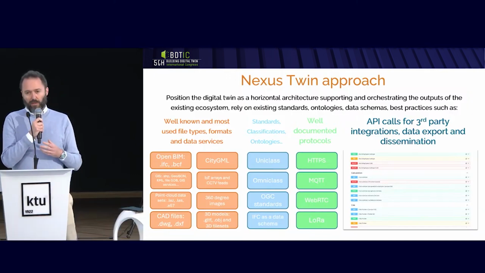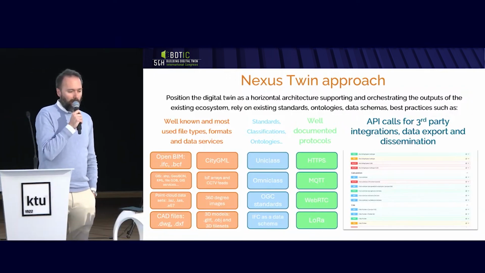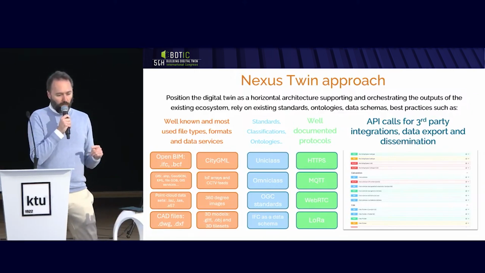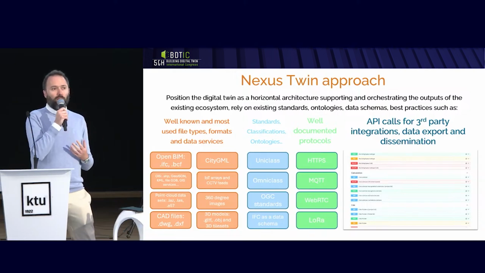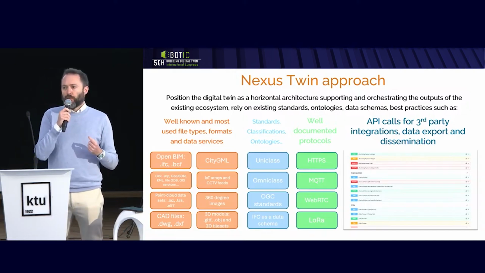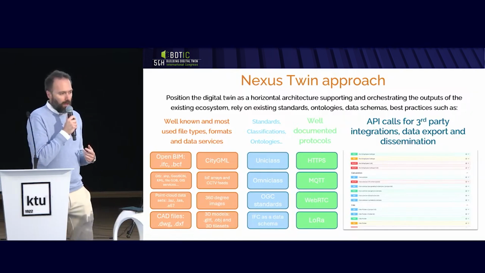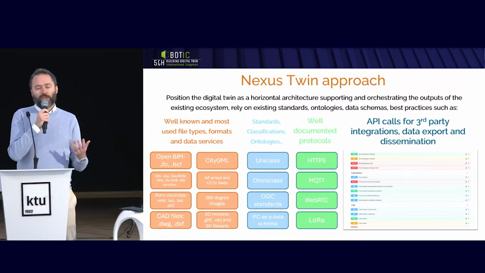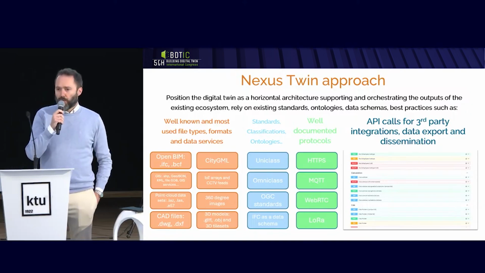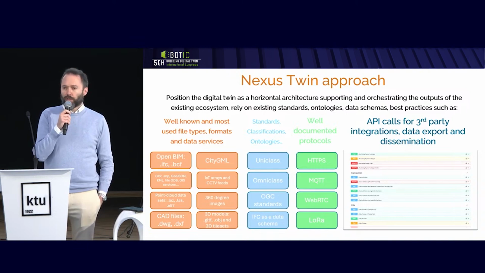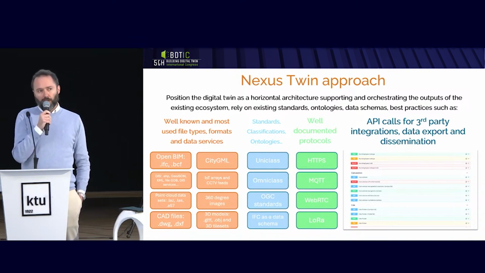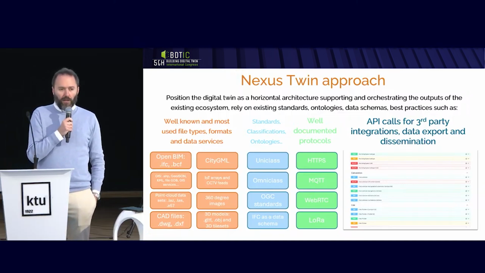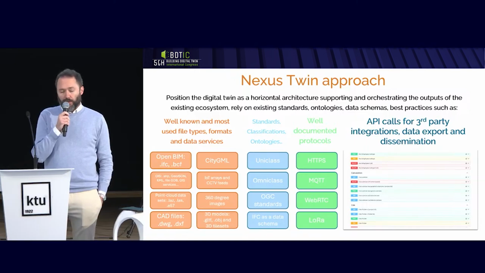So how does Nexus Twin, our digital twin platform, approach this? Well, apart from having an architecture which is horizontal, we first and foremost try to allow for import of well-known file formats, such as, for example, OpenBIM file formats or GIS formats like GeoJSONs, shapefiles, CityGML, and so on and so forth. So we try to support at least the well-known file formats and the ones that can be found in the field, so that we cover as much ground as we can.